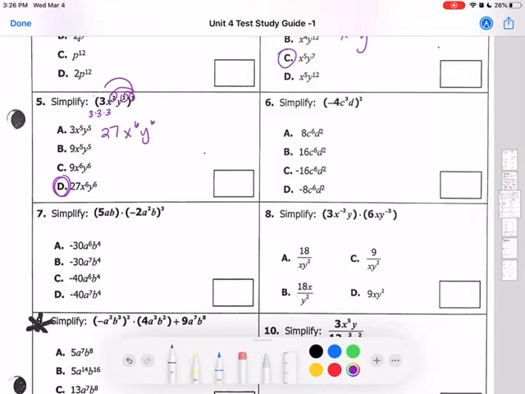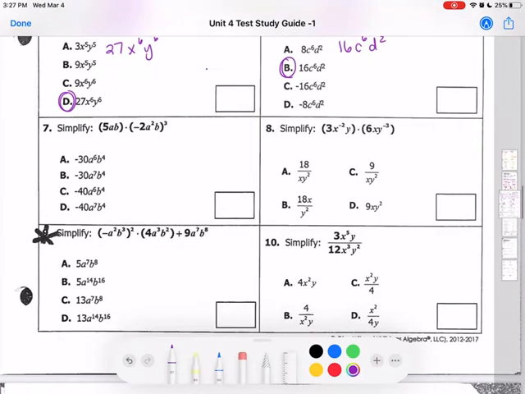I'm also using the power rule here. I'm going to distribute this 2 to everything. Negative 4 squared means I have negative 4 times negative 4, which is a positive 16. C to the 3rd times 2 gives me c to the 6th, and then I have d squared.